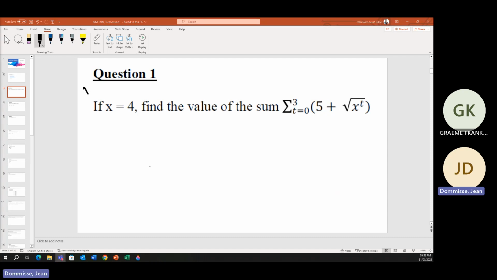Perfect, no worry at all. When it's sorted, you can just speak.